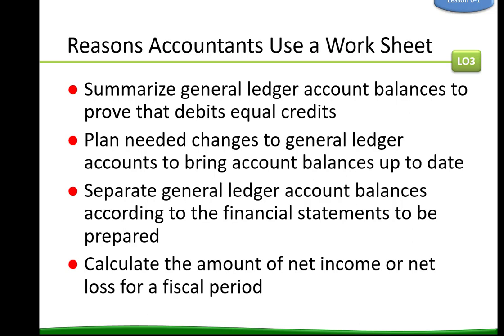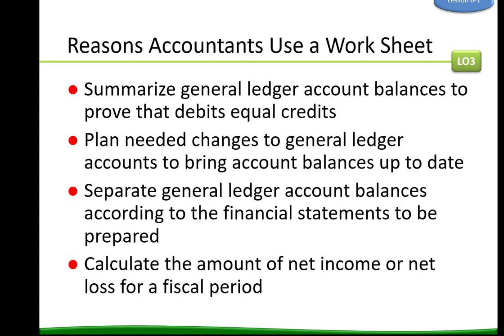We're going to calculate the amount of the net income or net loss for a fiscal period. Most of the time in this book, we're doing more perfect world scenarios, and so we do have more net incomes that are reported than net losses, but we need to be able to determine if it's a net income or a net loss. If you have net income, that means your profits, your revenue, was greater than your expenses. If you have a net loss, your expenses were greater than your revenue.